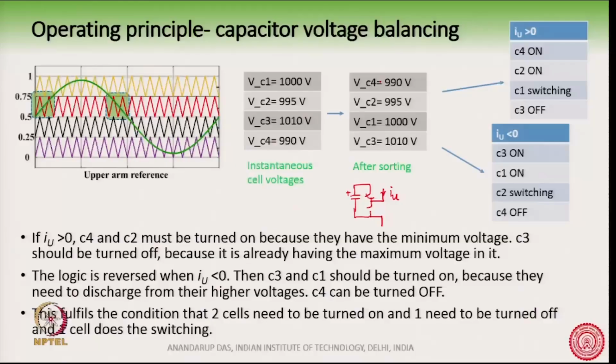So, cells C2 and C4 will be fully turned on, cell C3 will be fully turned off, and cell C1 must be doing the switching action. And what is the effect of that? The voltage on C4 and C2 will increase, while C3 will be totally bypassed and its voltage will stay constant, and the voltage on C1 will be slightly increasing, not as much as C2 and C4, but it will also increase because we are doing the switching action.